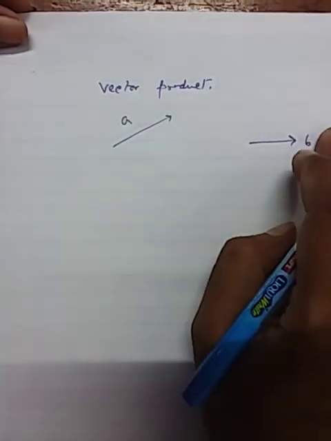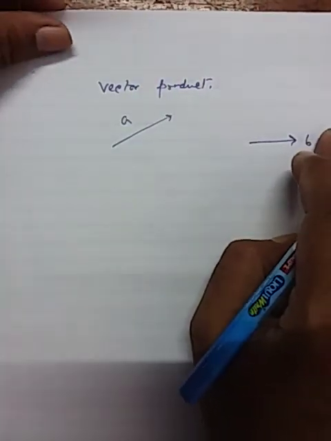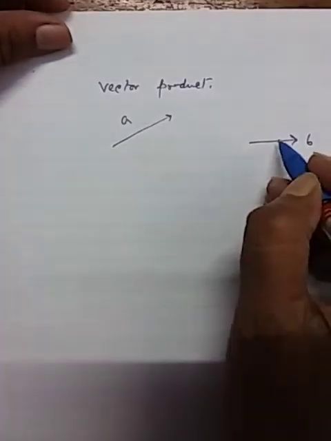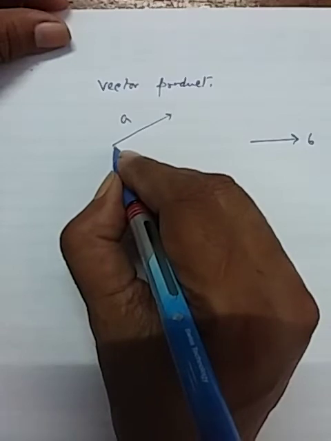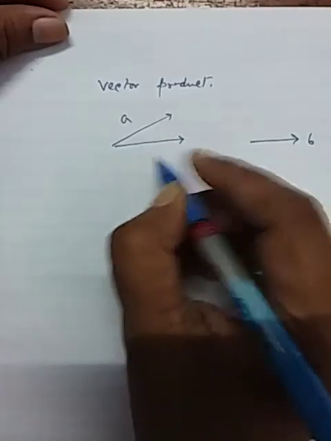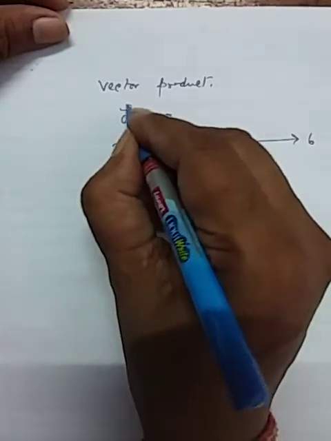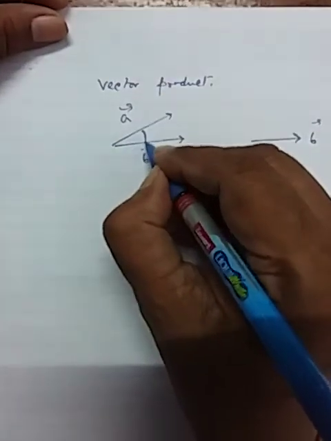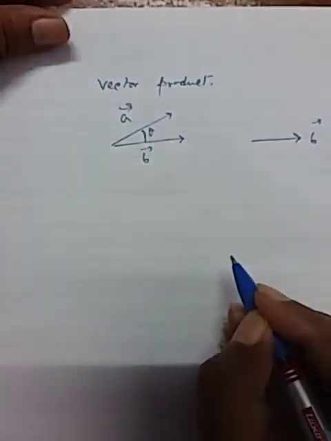and to multiply these two vector quantities, one has to bring either this vector near here or this vector near here. So let's bring this vector here, and vectors are parallelly shifted without harming B, and the angle between these two vectors is theta.